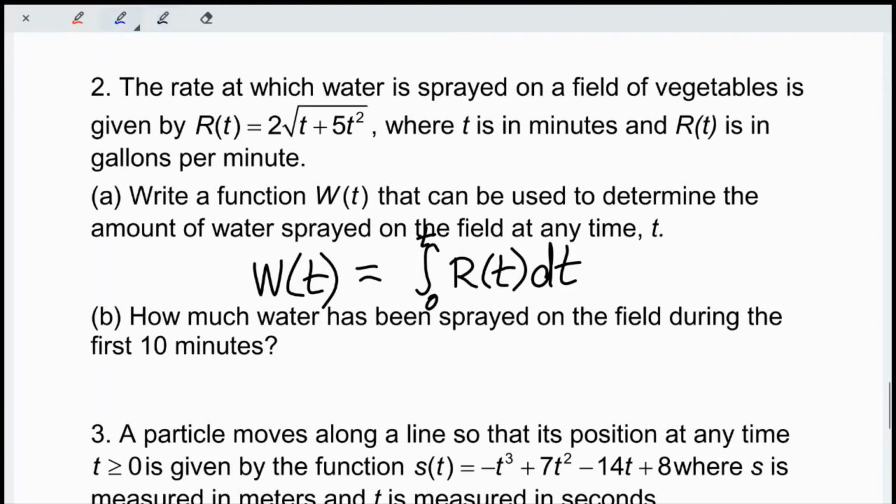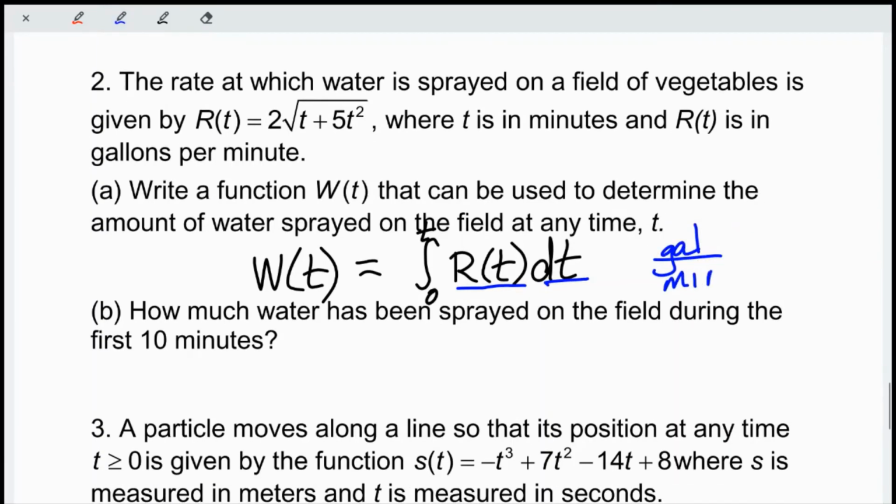Now, what you can also do is think about your units here. R of t was a rate that was in gallons per minute. dt is a time. So essentially what I'm doing here is I've got gallons per minute, and then I'm going to multiply by the number of minutes because that's what dt is. And when I multiply those two things together, I'm going to end up with a number of gallons.